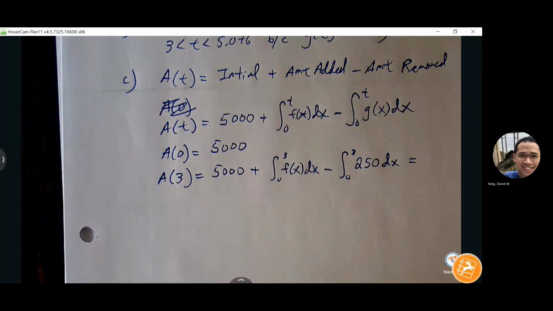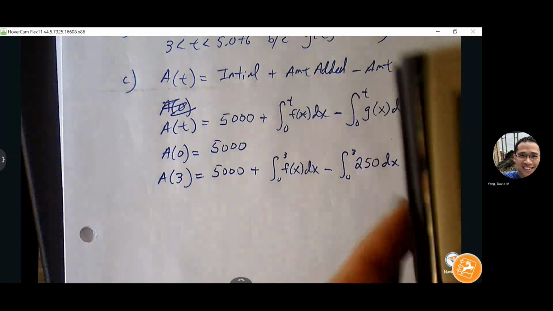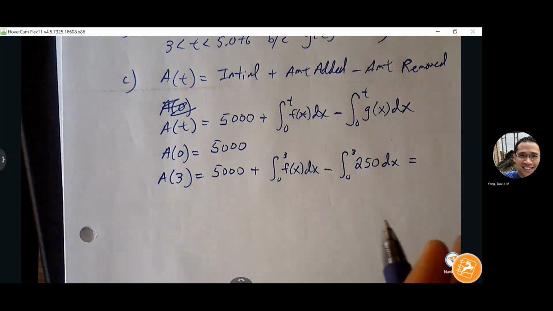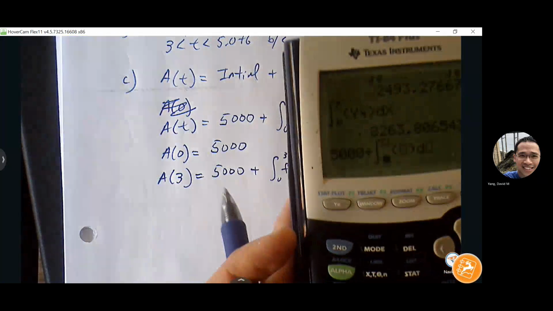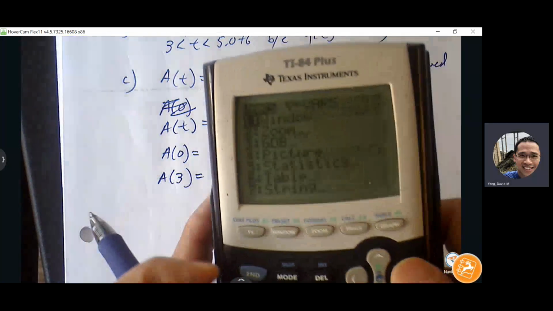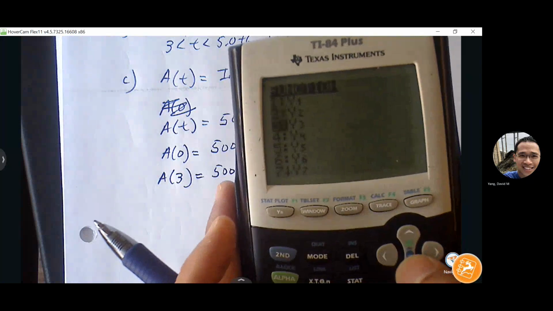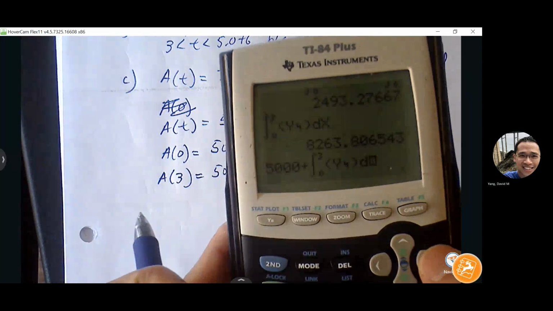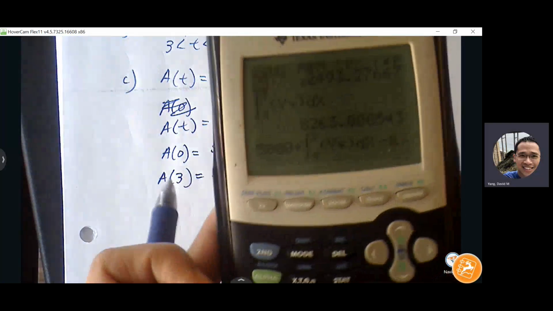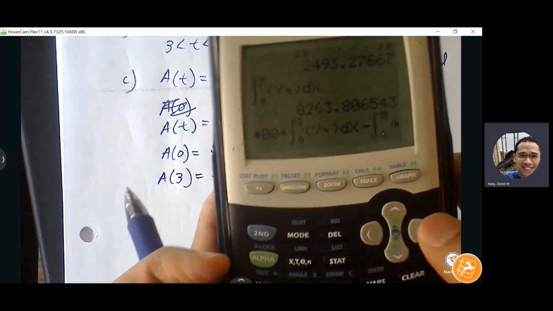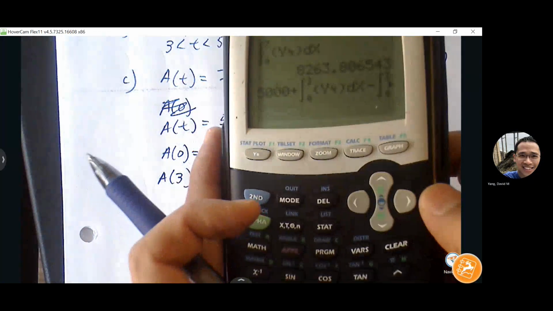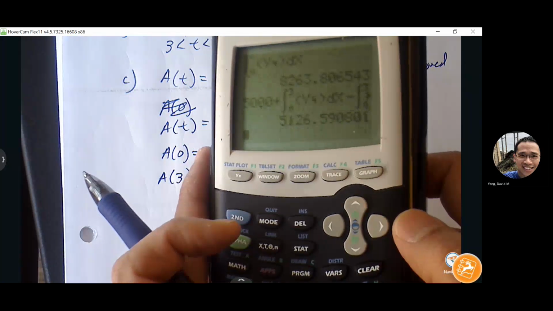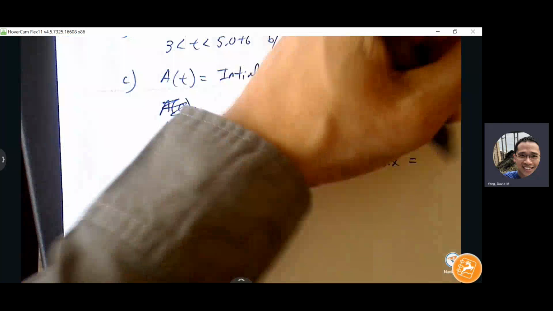Okay, so let's make the calculator do the work here. So I'll start with 5,000 plus the integral of f, which I have stored under Y4, minus math 9. I'll just enter this in. It's an easy equation here, just 250. And 5126.